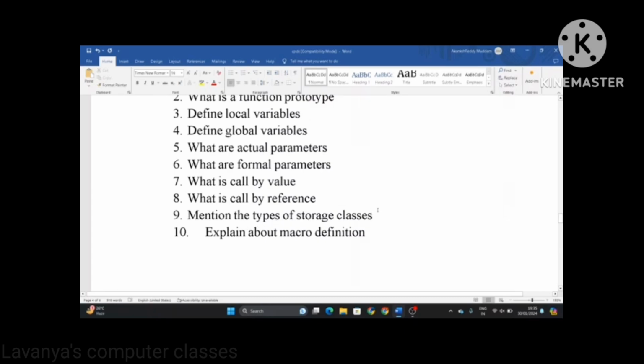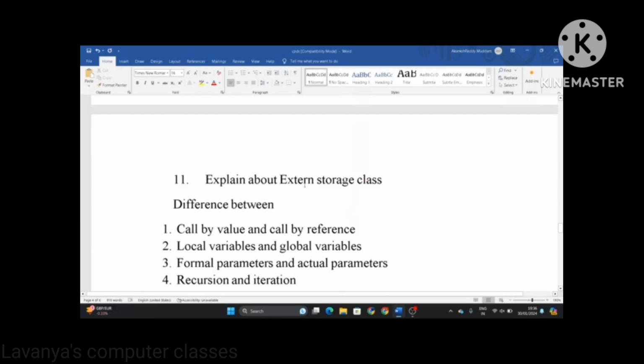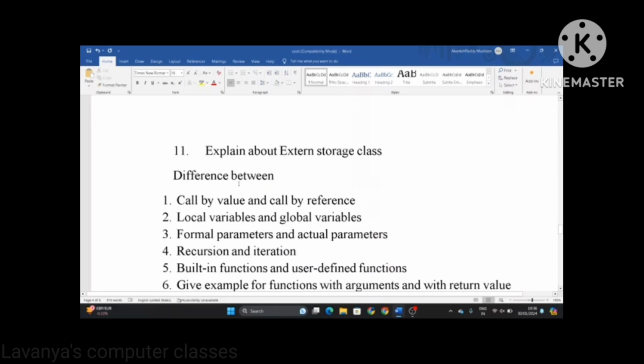Next, mention the types of storage classes. Just give the list of storage classes. Just to mention the types means short answer questions. If I explain briefly, that is essay type question. Explain about macro definition. Explain about external storage classes. And in these only same questions they're asking like this also.